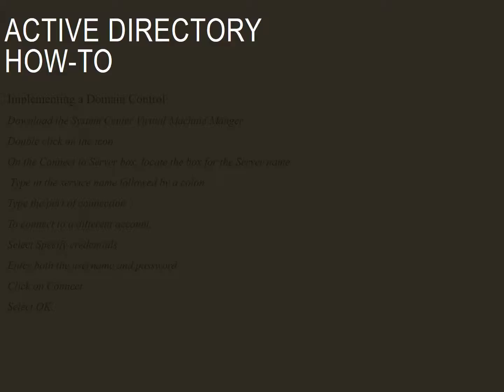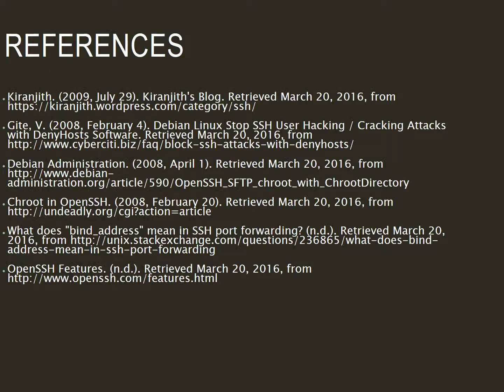How to implement a domain control. Download the System Center Virtual Machine Manager. Double click on the icon on the Connect to Server box. Locate the box for the server name. Type in the server's name followed by a colon. Type the port of connection to connect to a different account. Select specify credentials, use both the username and password. Click connect.